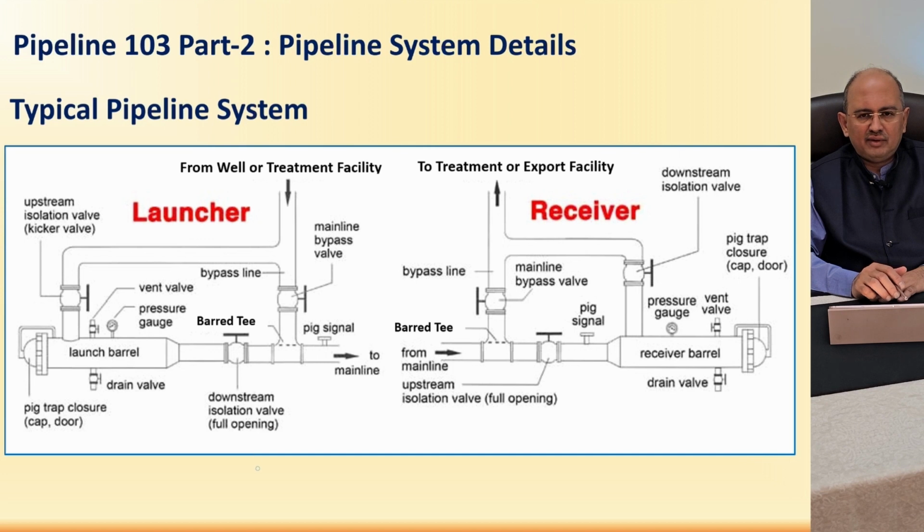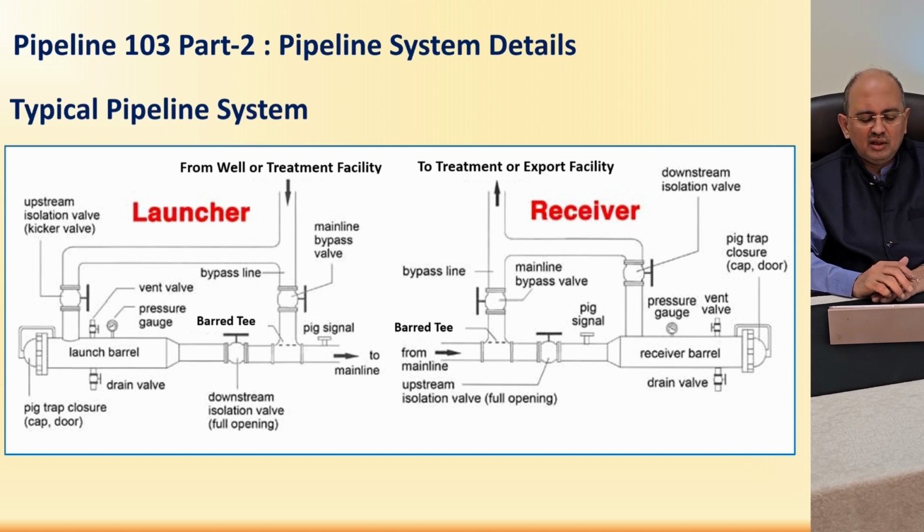Then you are going to open the isolation valve of the pipeline, which is also called the mainline valve, between the launcher barrel and the pipeline. This valve is between the barrel and the bar T, you can see in this sketch. By opening that, your flow is now diverted through the kicker line to the barrel, and that flow will push the pig from the barrel to the main pipeline, and it will go along with the flow. And once it is launched, your use of the launch barrel is over.